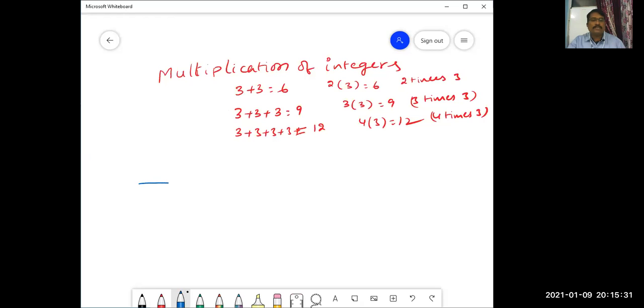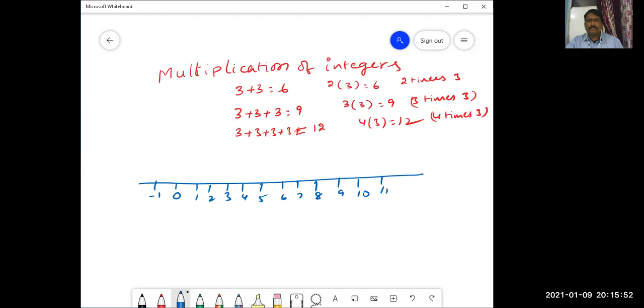Now I'm drawing a line. Minus 1, 0, 1, 2, 3, 4, 5, 6, 7, 8, 9, 10, 11, 12. So on the number line, this can be seen like this. First 3 plus 3. First 3 is here.